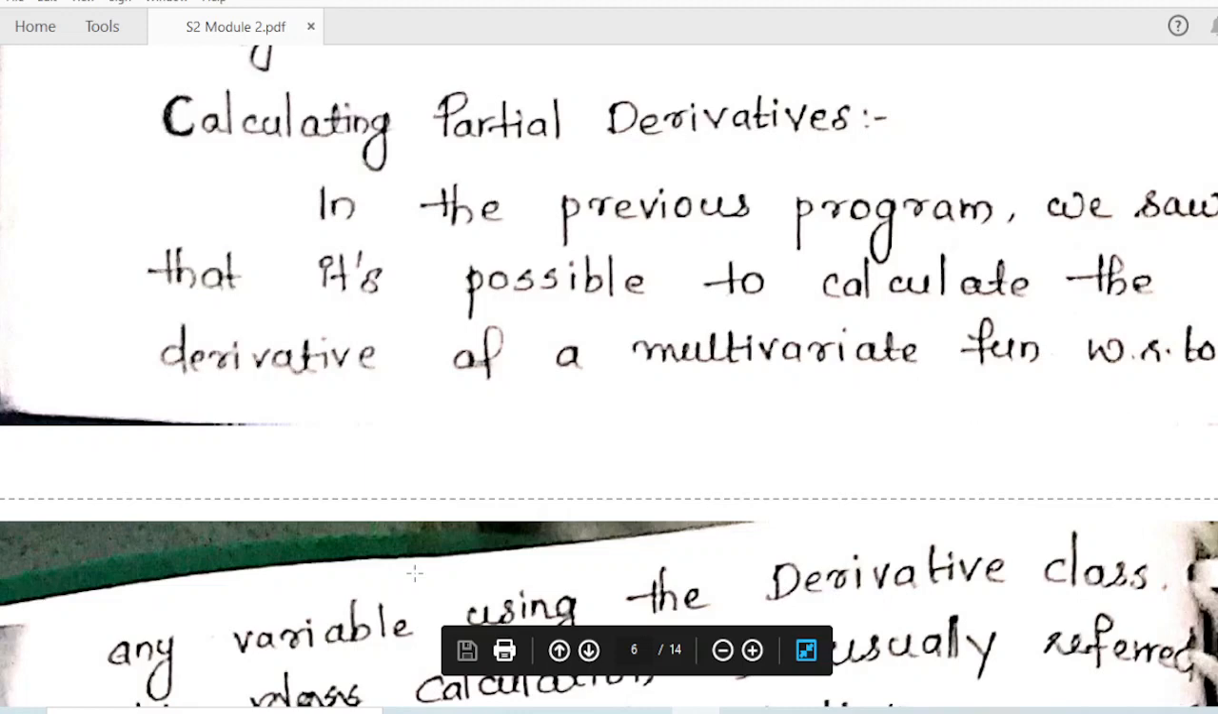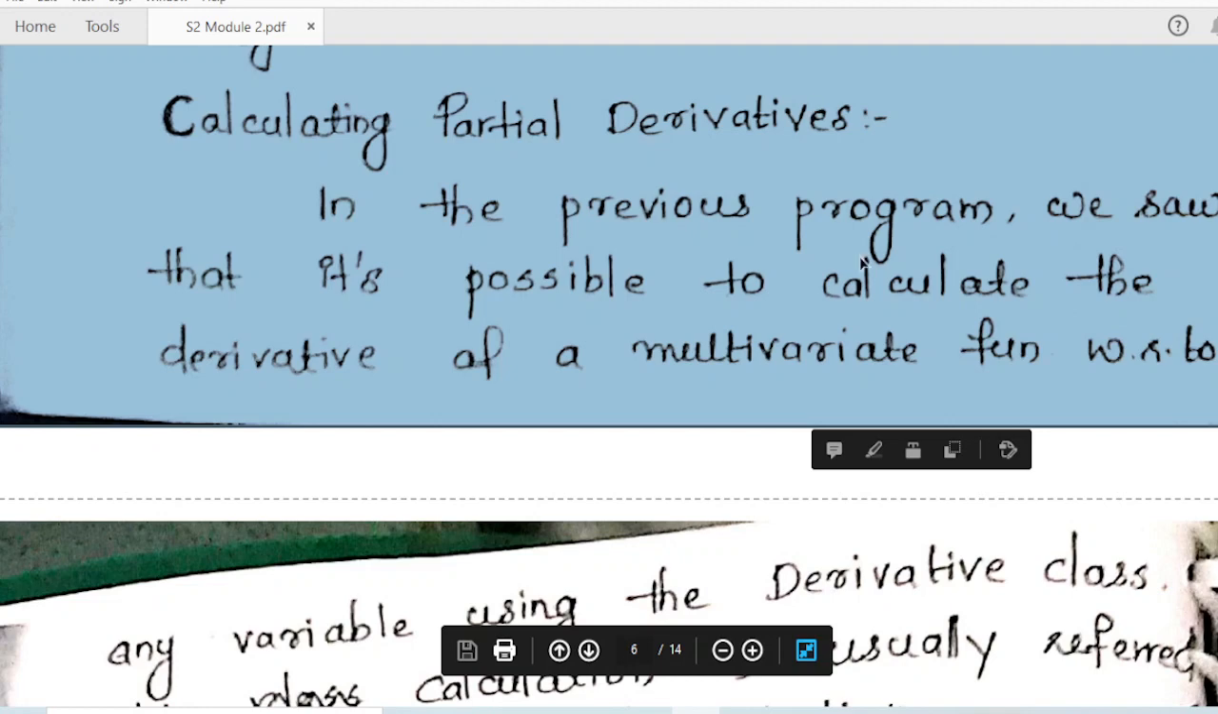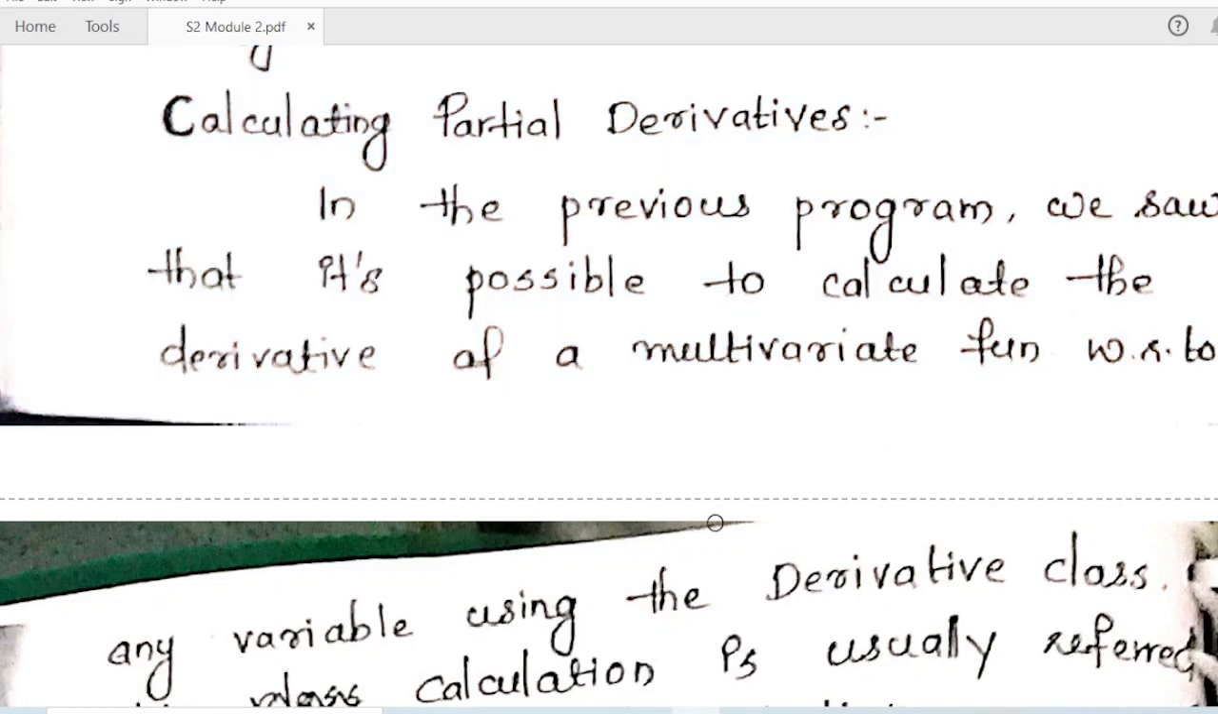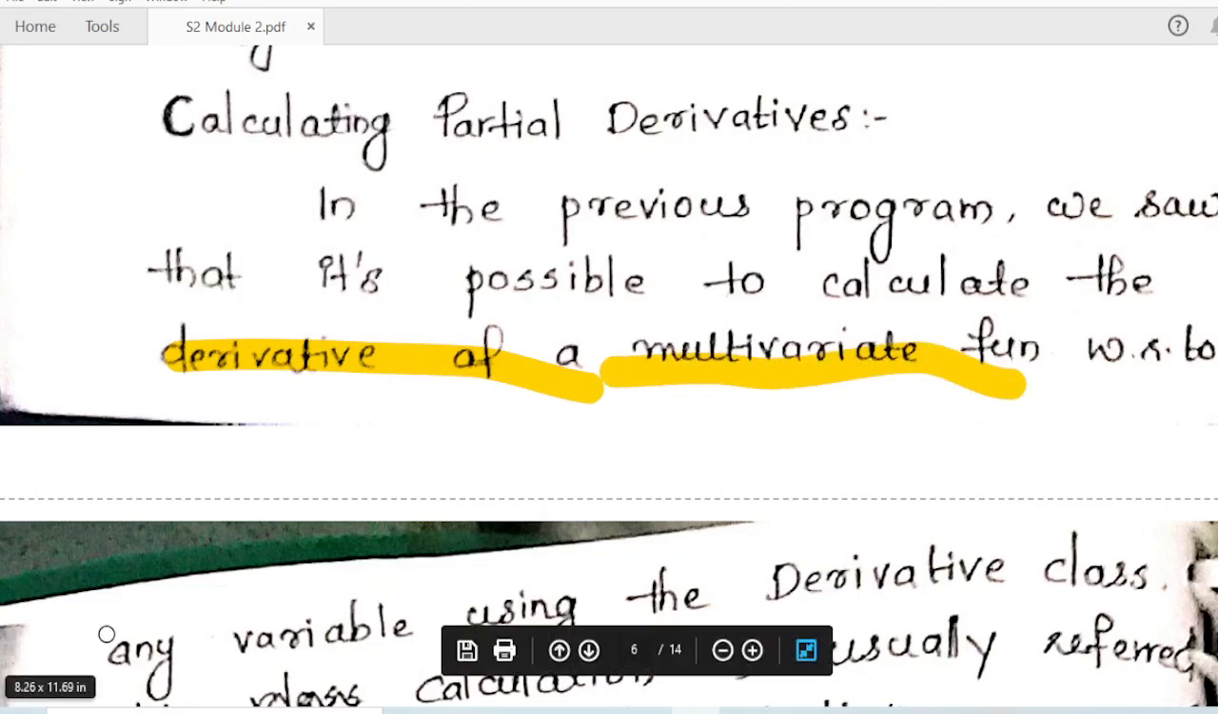Good morning, dear students. In this video, I will be discussing calculating partial derivatives. We are going to see how we can calculate partial derivatives by using Python. In the previous program, we saw that it is possible to calculate the derivative of a multivariate function with respect to any variable, okay?